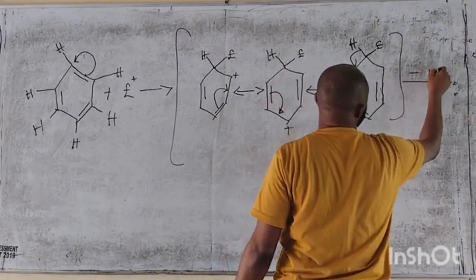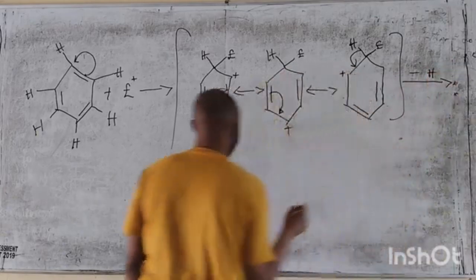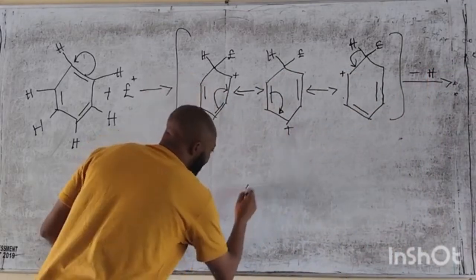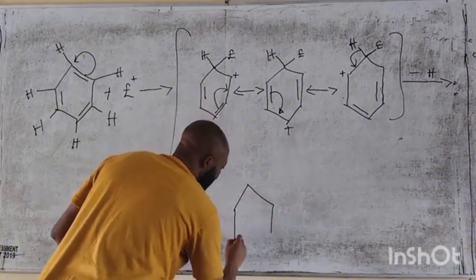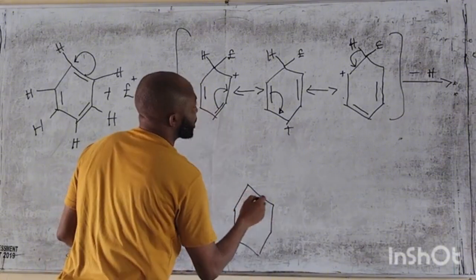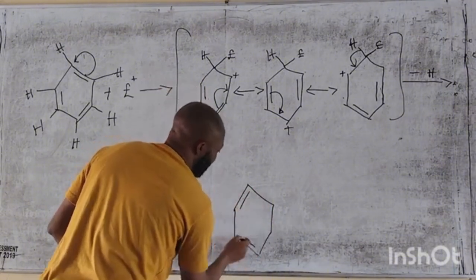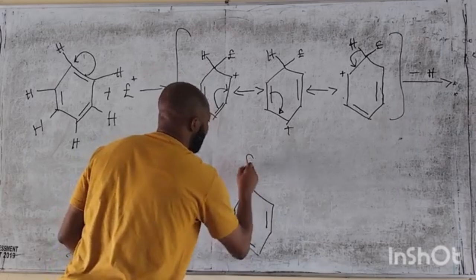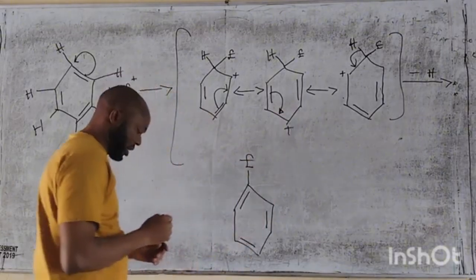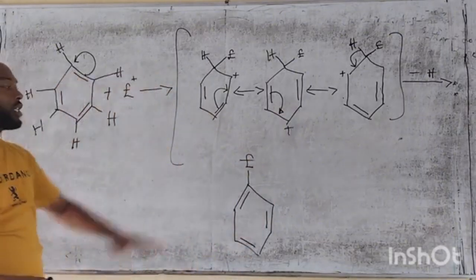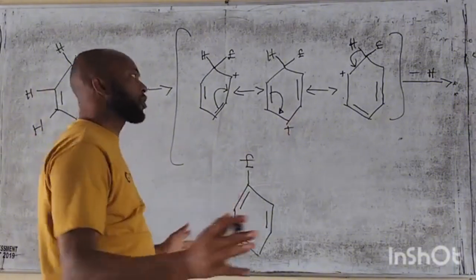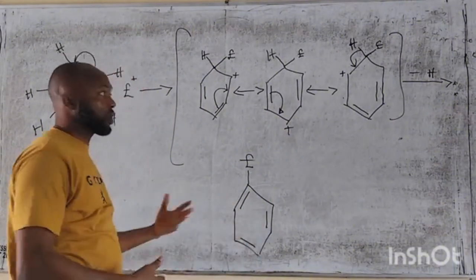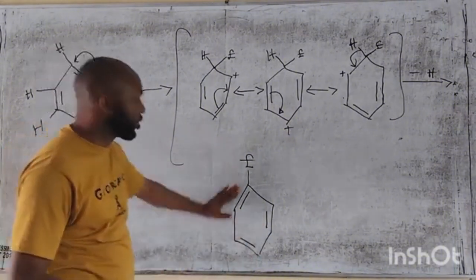Here I have minus H. So when that happens, my compound becomes this, which is now this, and E, which is the electrophile. So this E represents all the electrophiles that are going to come in, which we are going to display. So this is how it goes.